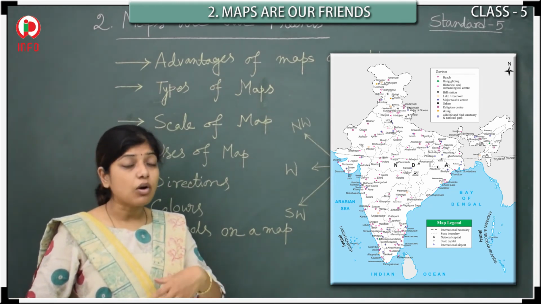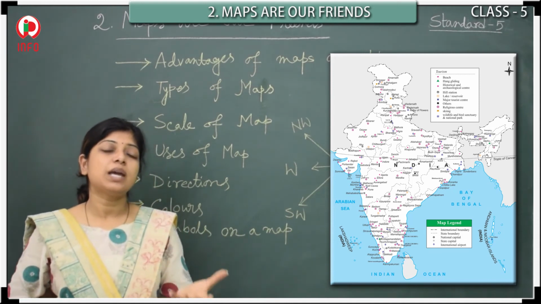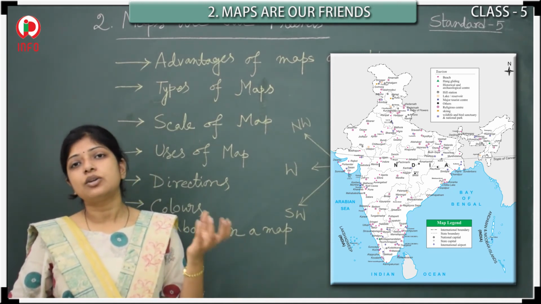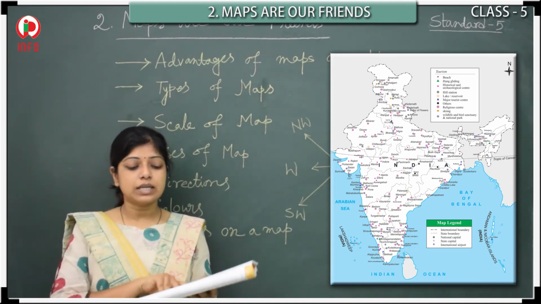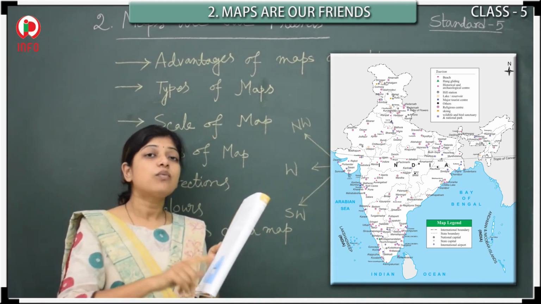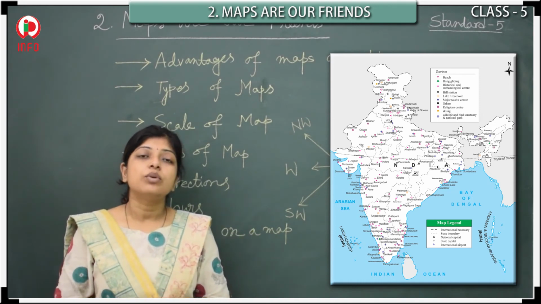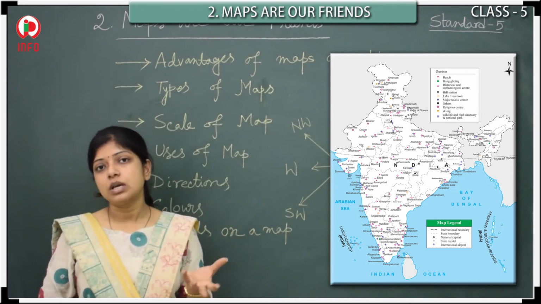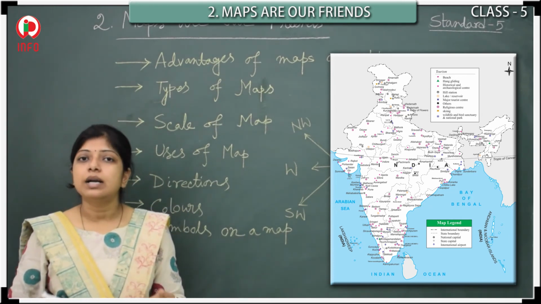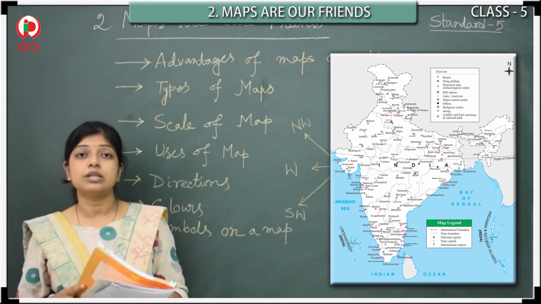So you got this: sometimes they use different kinds of colors, but at that time you have to see a chart like this, the index box, to see which symbol or which color they used for which purpose. At that time you will understand, otherwise it is difficult to understand.